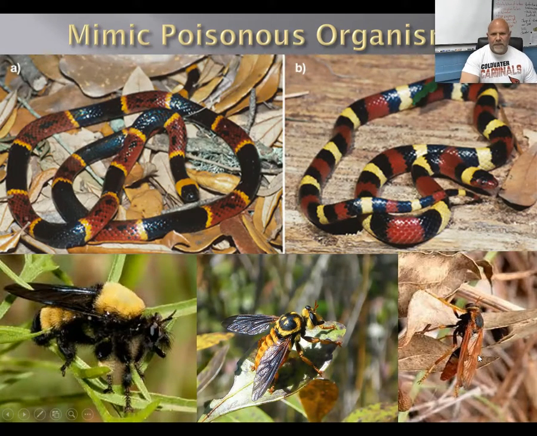These are all robber flies down at the bottom. Looking like a bumblebee or looking like a wasp or a yellow jacket is a big advantage because animals don't mess with you.